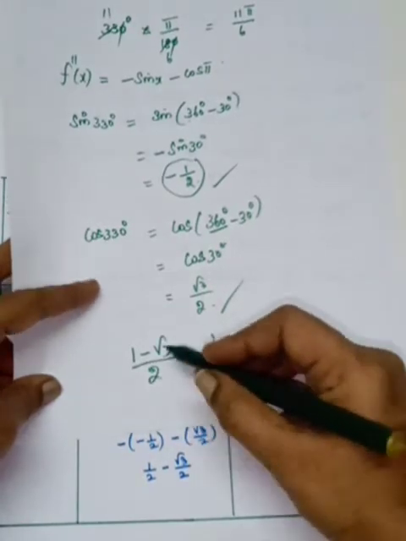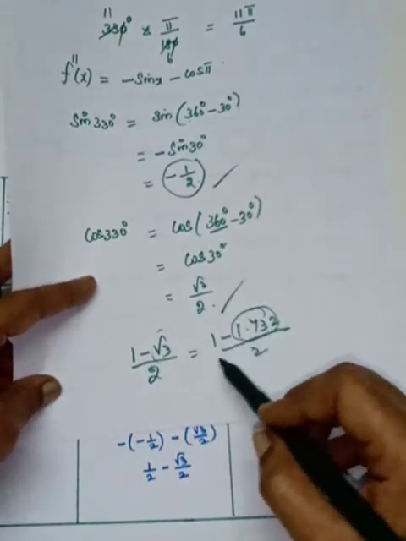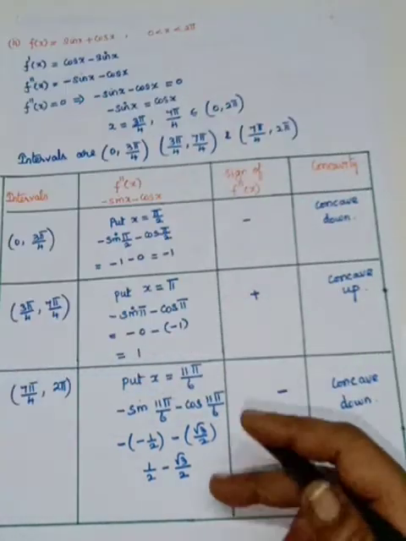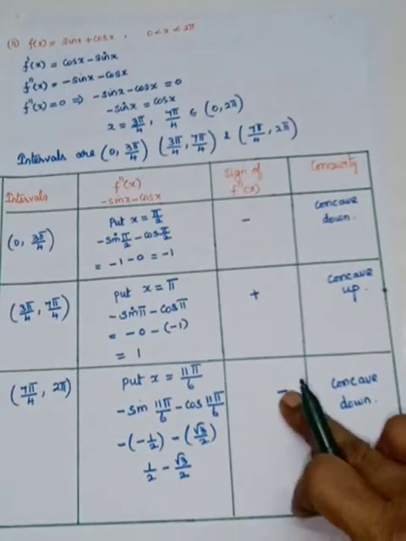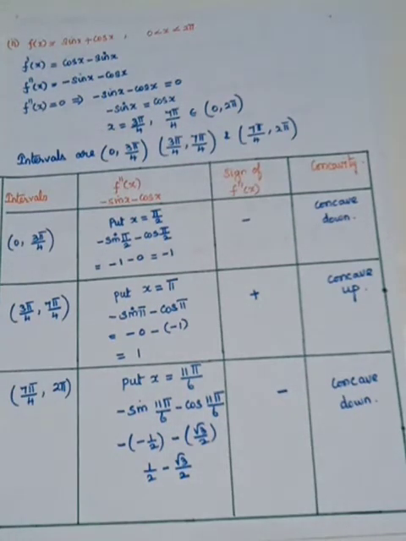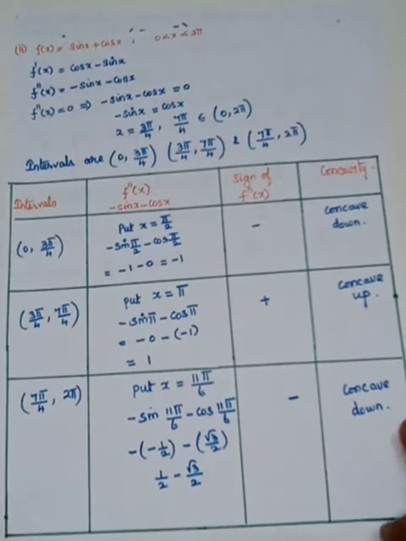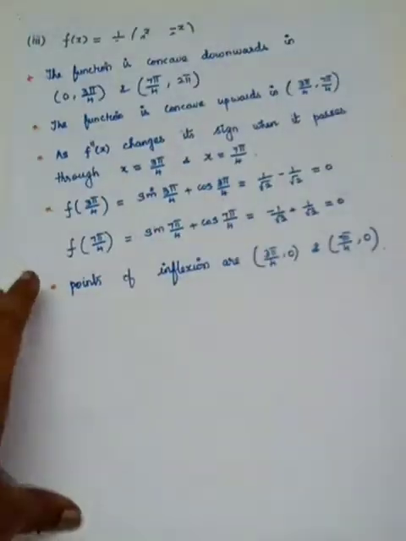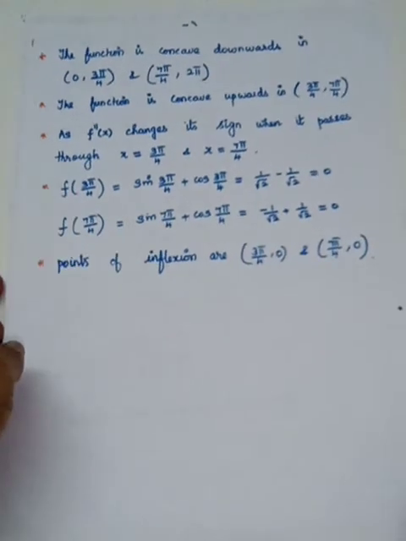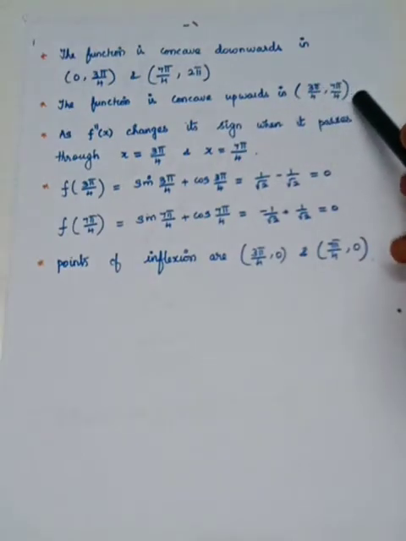1 minus root 3, where root 3 value is 1.732, divided by 2. So this is the bigger number, so it has the sign minus. Therefore it is negative. So f double dash of x is negative, and negative means it is concave downward. So the function is concave upward in 3 pi by 4 to 7 pi by 4 and concave downward in 0 to 3 pi by 4 and 7 pi by 4 to 2 pi. So we have concluded the function is concave downward in this interval and concave upward in 3 pi by 4 to 7 pi by 4.